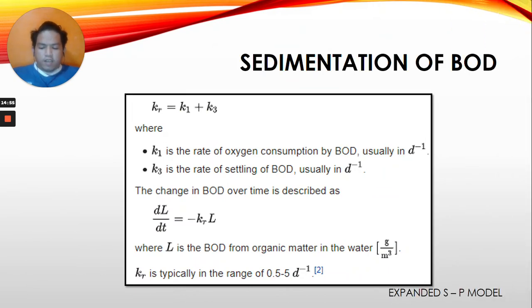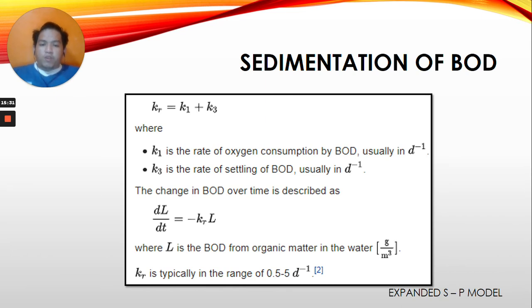So next one is the sedimentation of BOD. This does not directly consume oxygen, and this should therefore be taken into account. So this is done by introducing a rate of BOD removal combined with a rate of oxygen consumption by BOD, giving a total rate of oxygen removal by BOD. So the formula is this: Kr equals K1 plus K3. K1 is the rate of oxygen consumption by BOD, and K3 is the settling of the BOD.